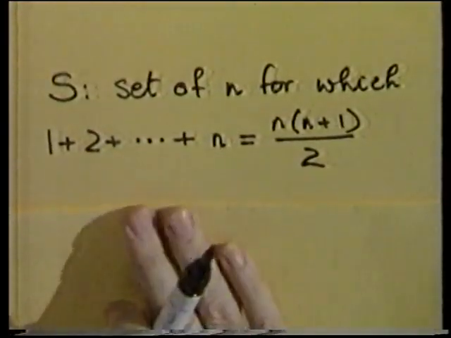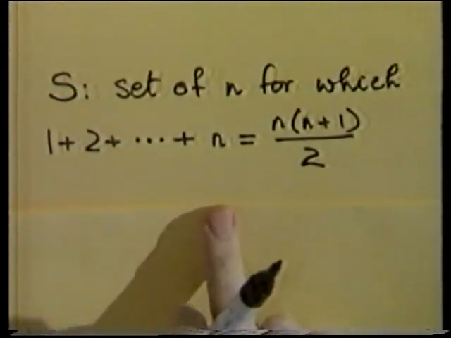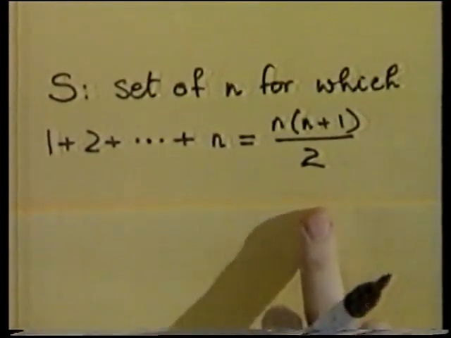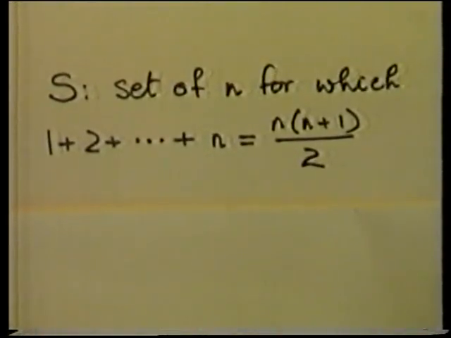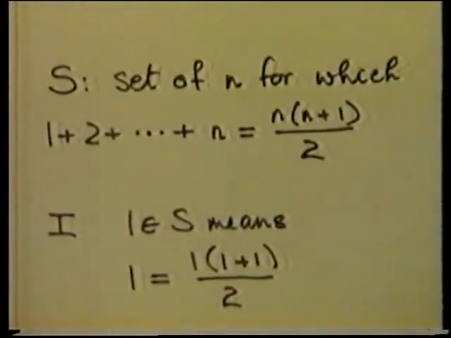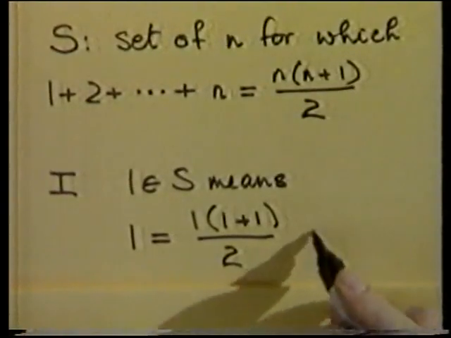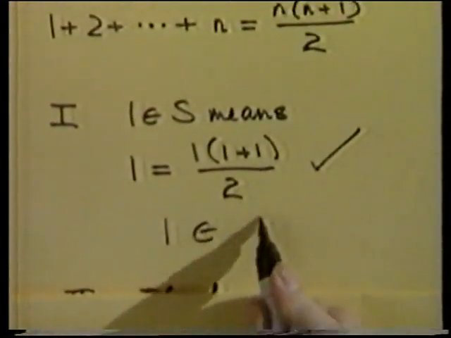Well, when n equals 1, the left-hand side just consists of one term. It's 1. And the right-hand side is 1 times (1 plus 1) divided by 2. So 1 belongs to S means that 1 is equal to 1 times (1 plus 1) over 2. And that's certainly true because both sides are equal to 1. So 1 does belong to S.